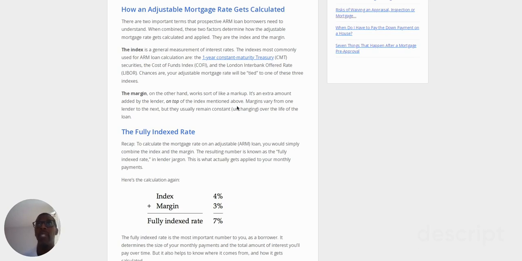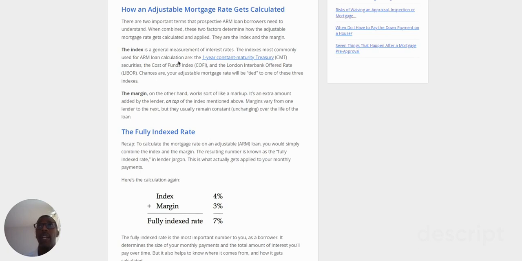So there are two parts to the ARM rate. You have the index and you have the margin. You can see down here, you have the index and the margin, and both of these combined give you your fully indexed rate. Now, your index is usually tied to one of three indexes: the 1-year Treasury, the cost of funds index, or the LIBOR, which is the London Interbank Offered Rate. So your index is going to be tied to one of these indices. This rate is never constant. It's always changing because it's tied to these indexes.